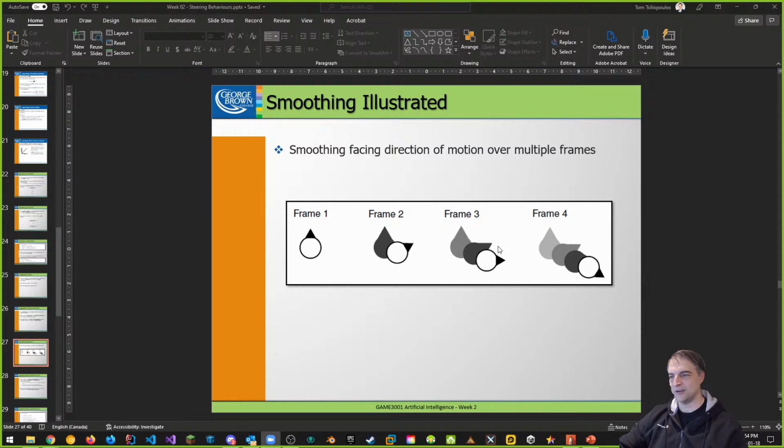But basically think about this: from frame one to frame two, we rotate slightly. From frame two to frame three, we rotate a little bit more, and then finally to frame four, and this will look a lot better. Usually there's more frames involved than just four.